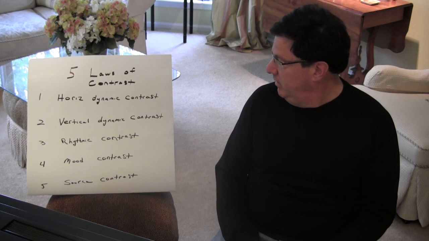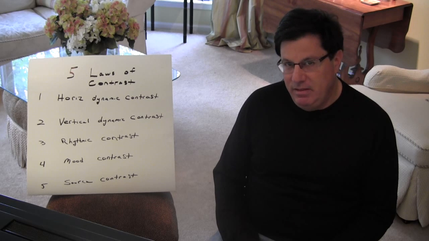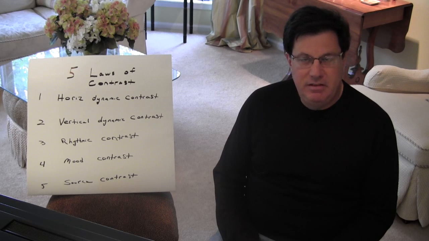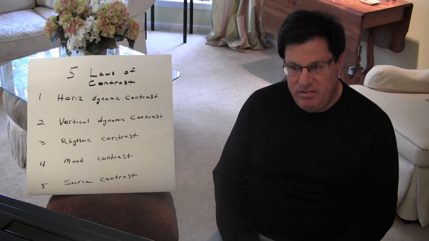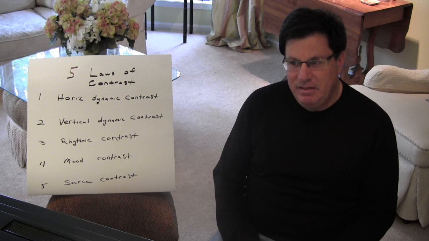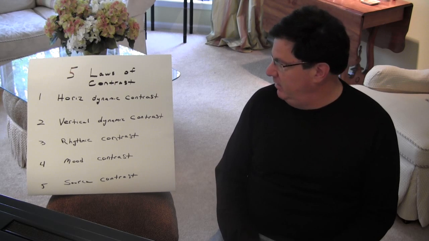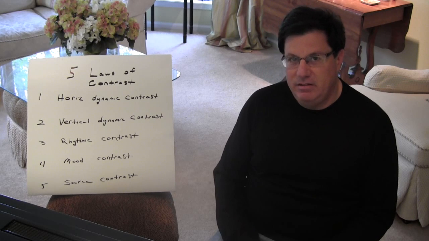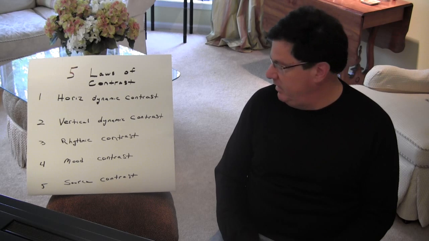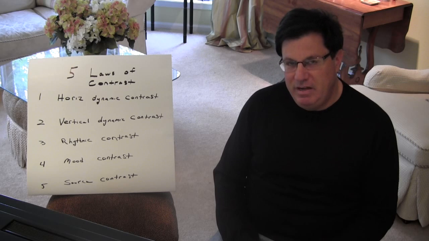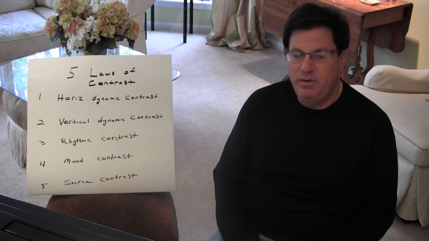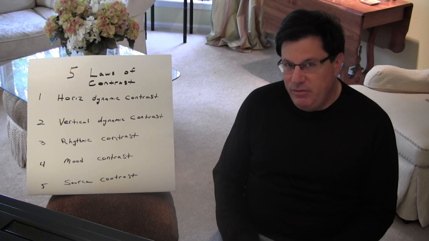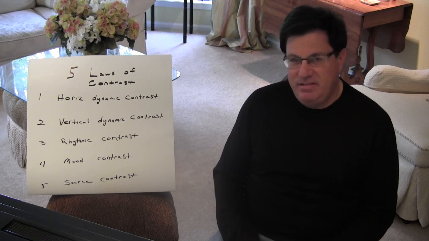So those are the 5 ways that musicians evoke strong emotions, evoke endorphins, create strong feelings in their audience: horizontal dynamic contrast, vertical dynamic contrast, rhythmic contrast, mood contrast, and most importantly, source contrast. So when you are getting ready for a performance, use this as a checklist.